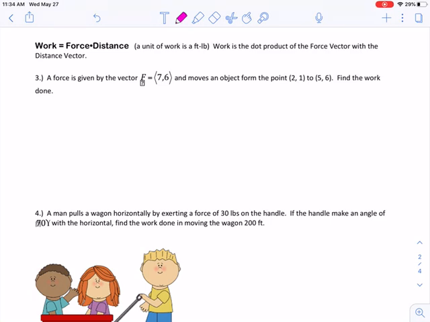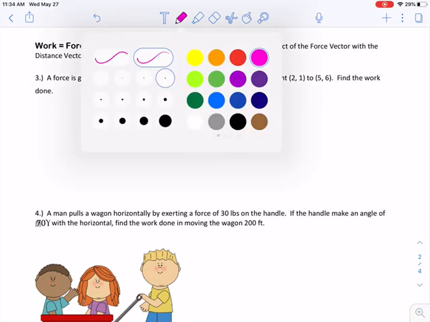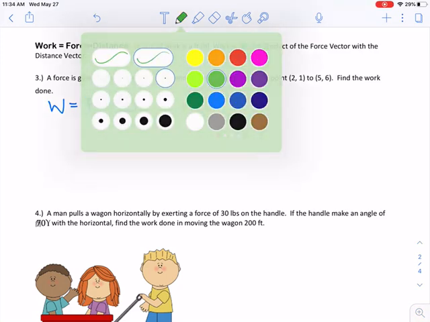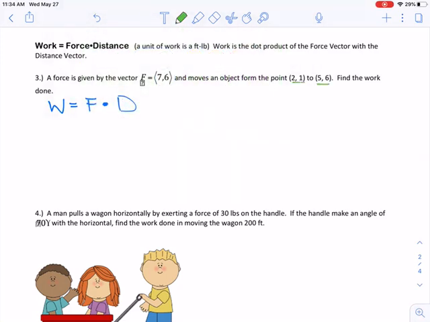So for question 3 here, it says a force is given by the vector F, 7, 6, and moves an object from the point 2, 1 to the point 5, 6. Find the work done. Well, if I look at my work equation, work is the dot product of my force vector with my distance vector. I have my force vector, I don't have my distance vector, but I know how to find my distance vector if I have my starting point and my ending point. So I want to find my vector D.